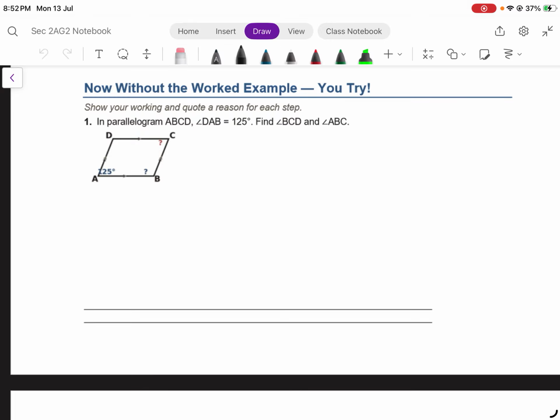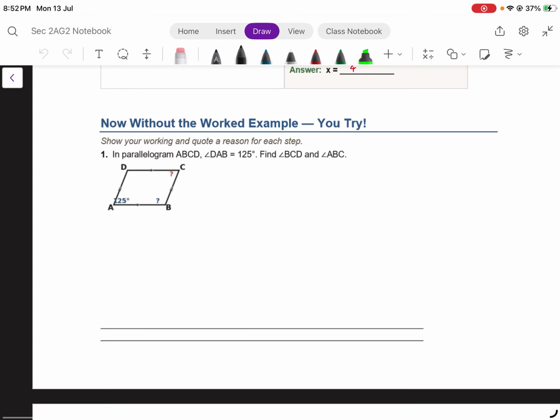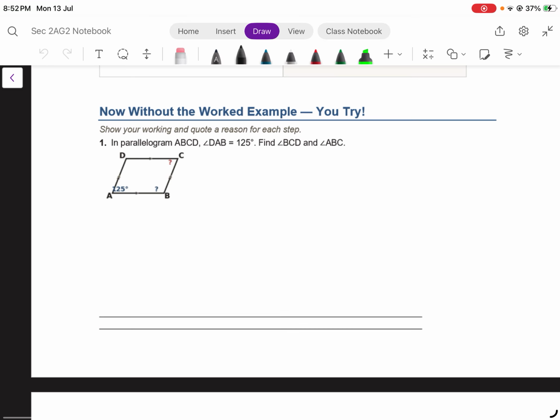Okay, class, so we're going to run through these questions to finish up the teaching notes for quadrilaterals. In the parallelogram ABCD, angle DAB is 125 degrees. Find BCD and ABC.